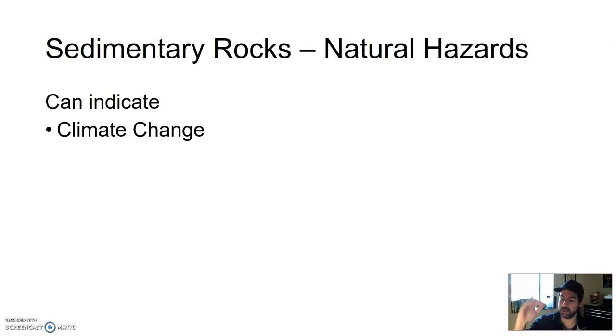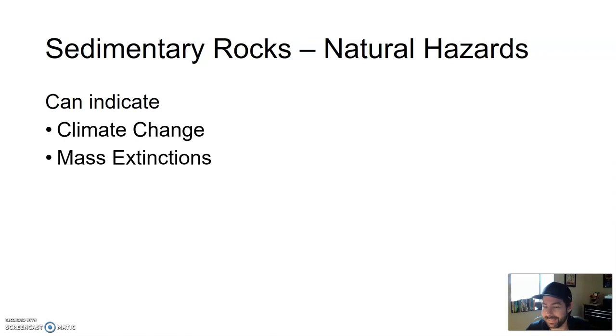Different types of sedimentary rocks form in somewhat different types of environments, and typically, if you get a different environment, you get a different climate. So they can indicate climate change and mass extinction. Again, we see a lot of fossils in sedimentary rocks. It's pretty much where we find fossils, so we can figure out mass extinction events.